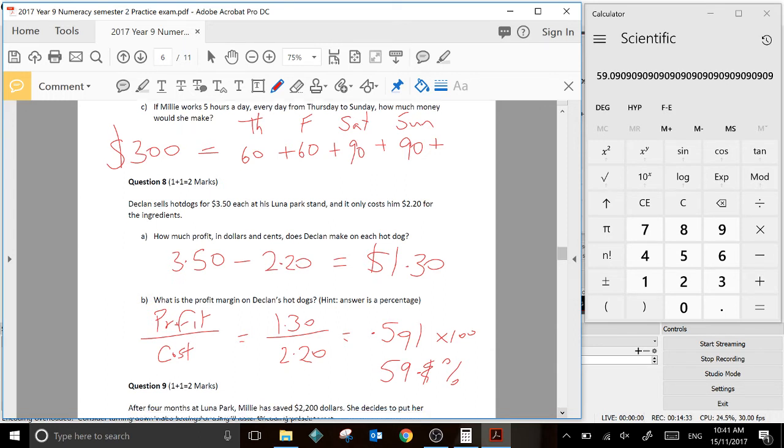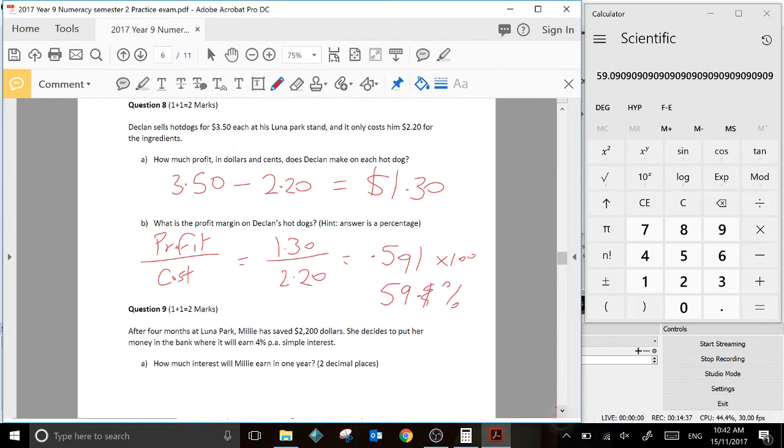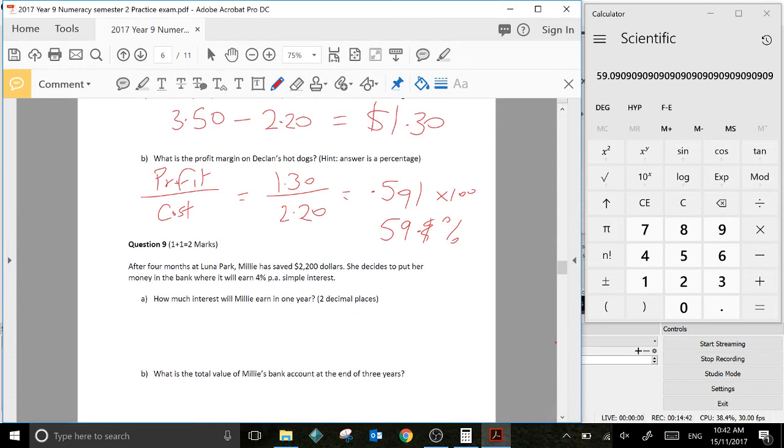So make sure you read the question and answer to the decimal places that it asks. And if it doesn't ask, you better just do the one that makes the most sense, which is probably going to be no decimal places.